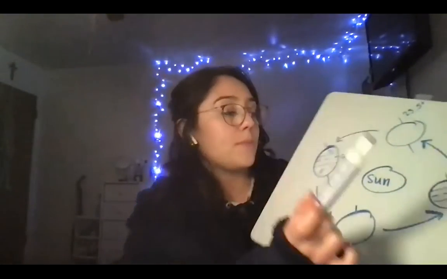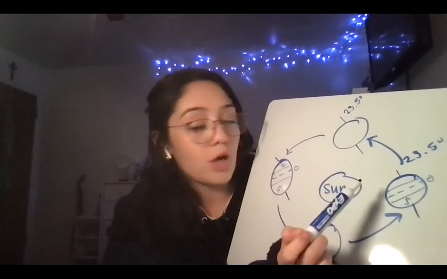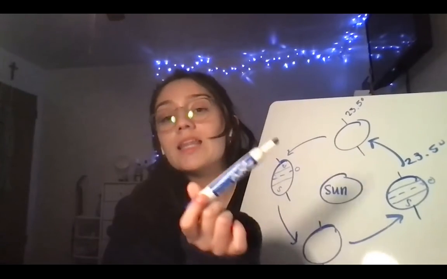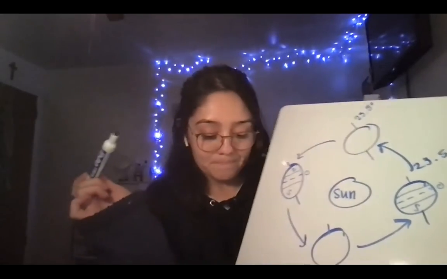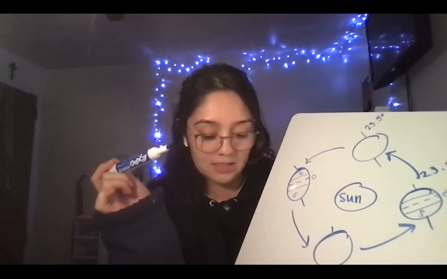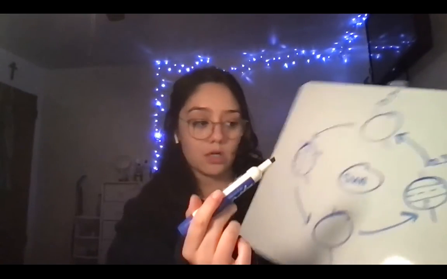And these are called the Tropic of Cancer and the Tropic of Capricorn. So I believe the Tropic of Cancer is going to be the one in the northern hemisphere. The Tropic of Capricorn is going to be the one in the southern hemisphere. If I'm wrong, then I'll get to that later. So that's what kind of helps us measure our seasons.